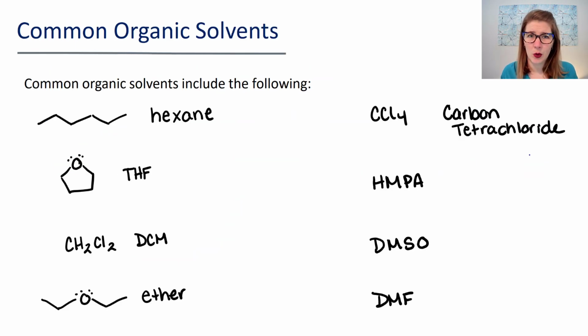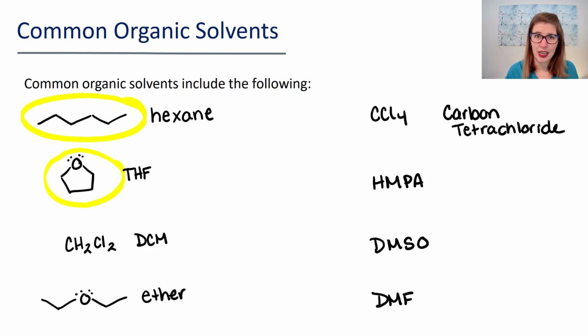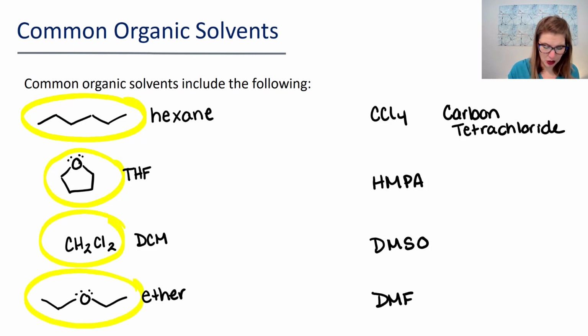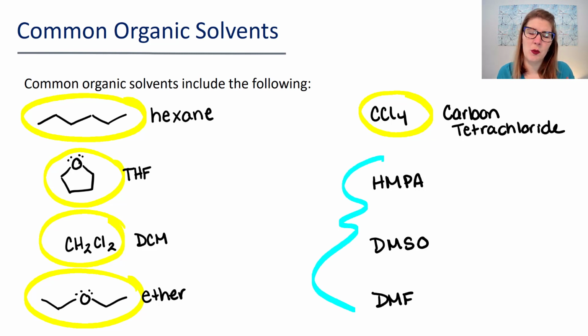Here's a list of some common organic solvents. Some of them I drew out the structure. Like here, I've drawn out the structure for hexane, the structure for tetrahydrofuran, which is THF, the structure for dichloromethane, which sometimes we abbreviate as DCM, and the structure for diethyl ether, which is what we just call ether. Carbon tetrachloride isn't used as commonly anymore because it is a carcinogen, and sometimes you'll see people call it carbon tet instead of carbon tetrachloride. These three we'll see just as abbreviations because that's just common in organic chemistry.